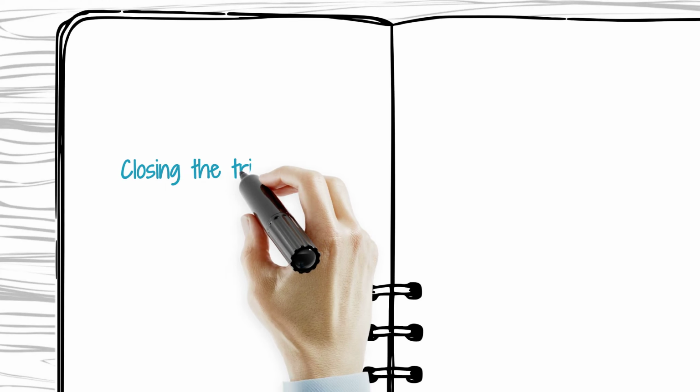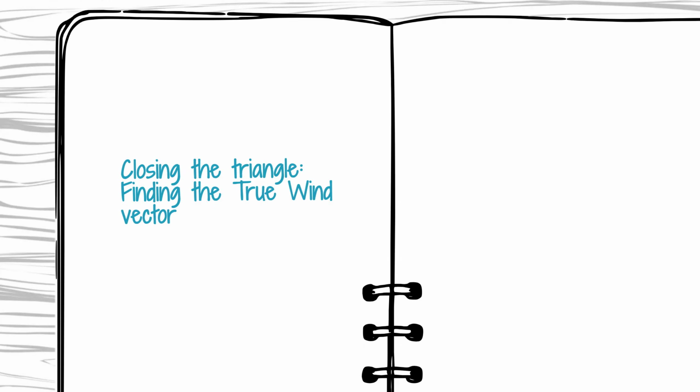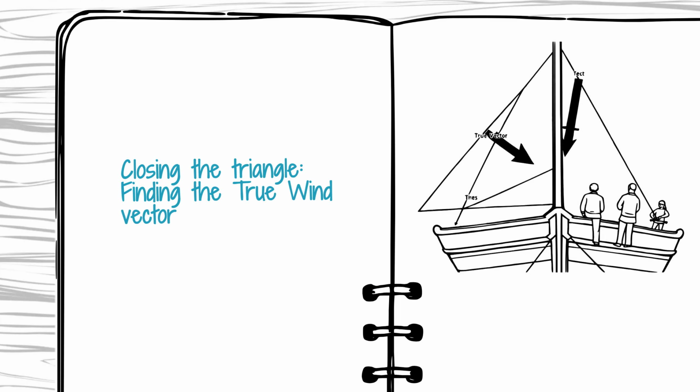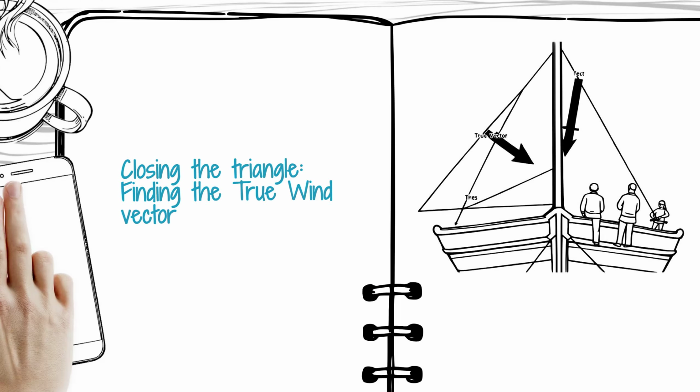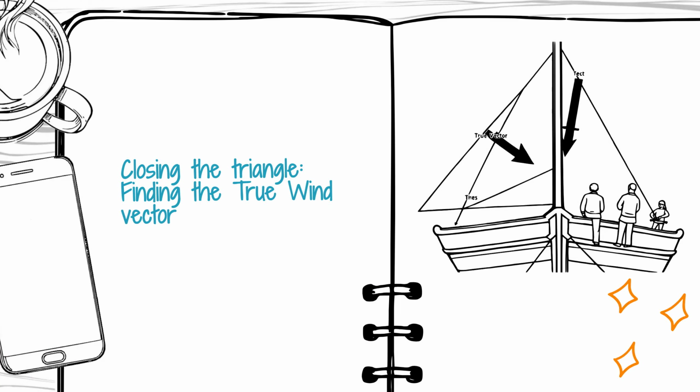The vector that closes the triangle, connecting the starting point of the ship's velocity vector to the tip of the apparent wind vector, is the true wind vector. Its length represents the true wind speed, and its direction points to the true wind direction.